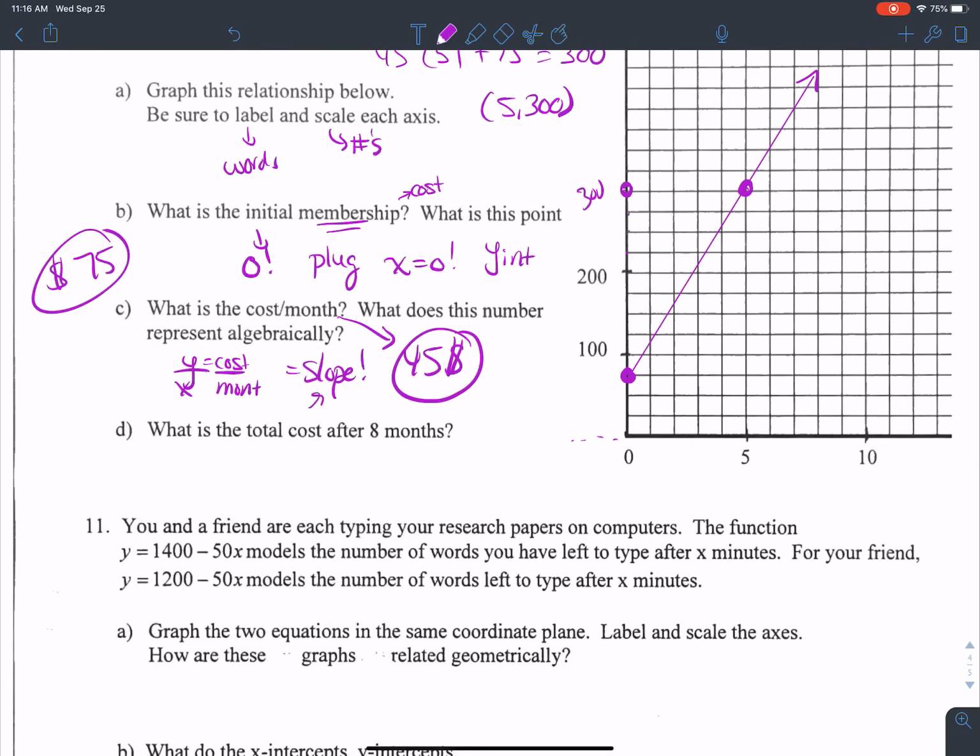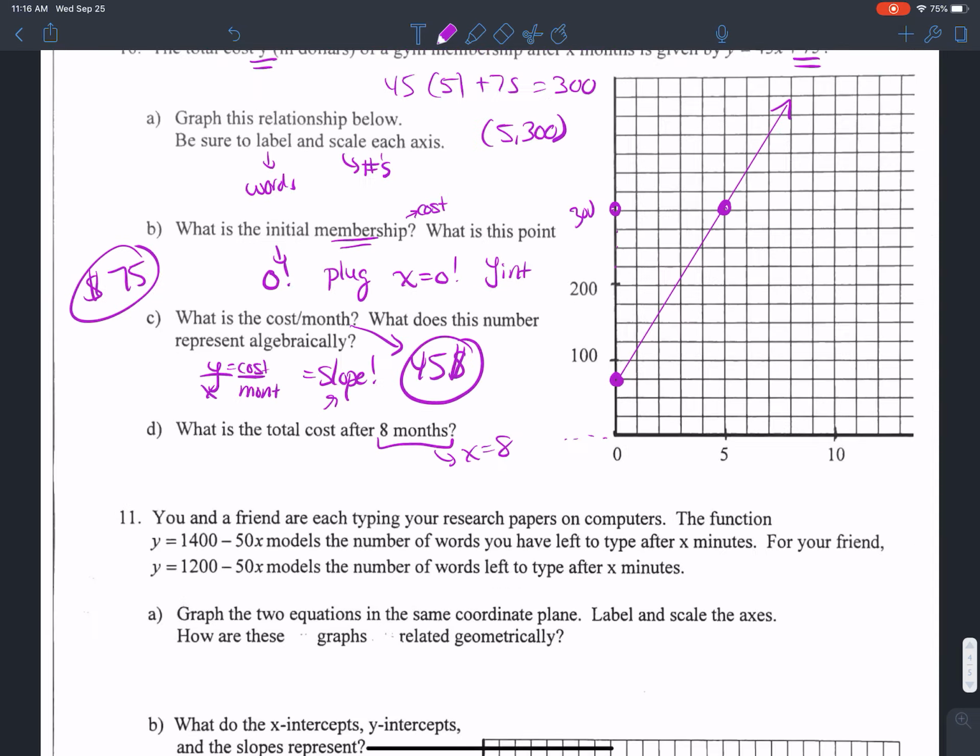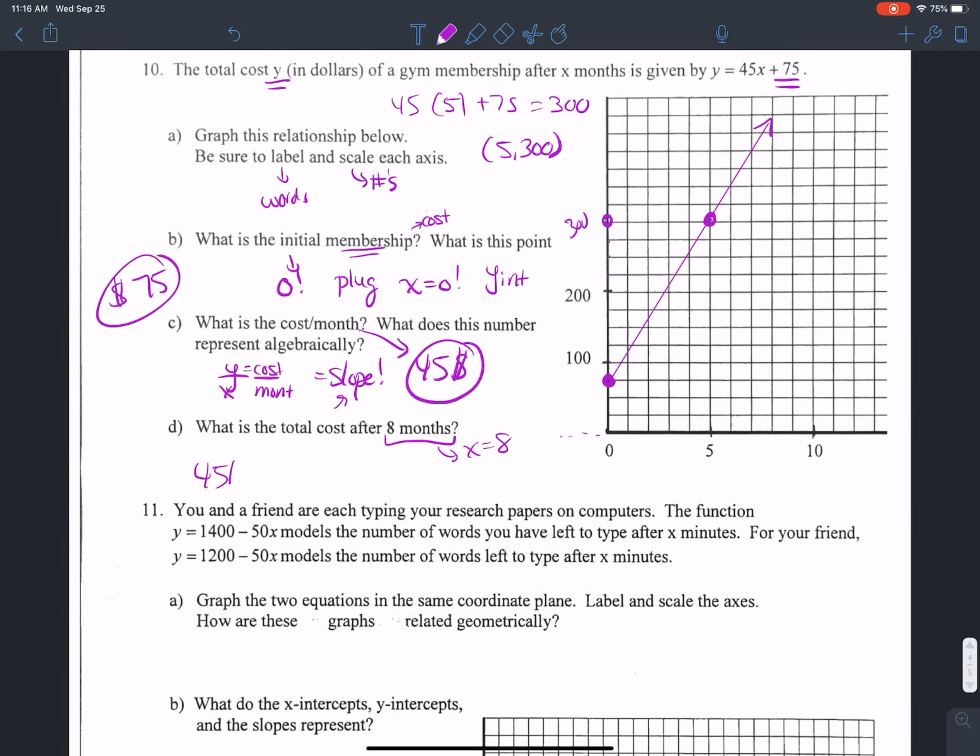What is the total cost after 8 months? Again, they just gave us something. Months was x, so they told us to plug in x is equal to 8. So you just use the formula, plug in x is equal to 8, use your calculator if needed, and it comes out to $435.